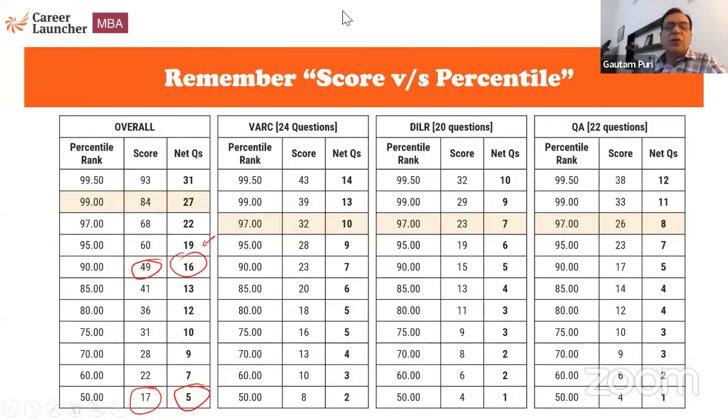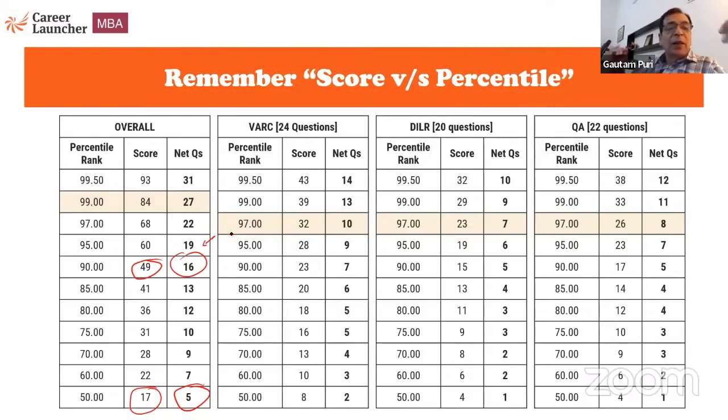Hence it is possible. To me, it is not an issue at all. In fact, 17 marks, 6 questions gave you a 50 percentile. How stupid can this paper be? Just think on these lines. It looks like a huge number, but 90 percentile is not much, friend. 50 marks is 25% marks. It is 25% marks that we are talking about.